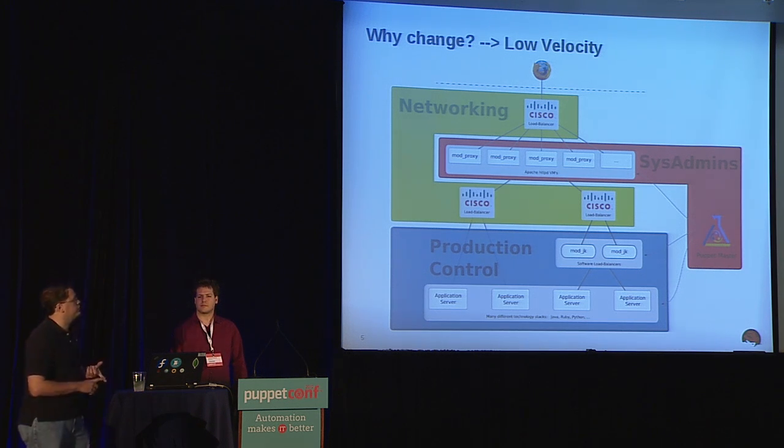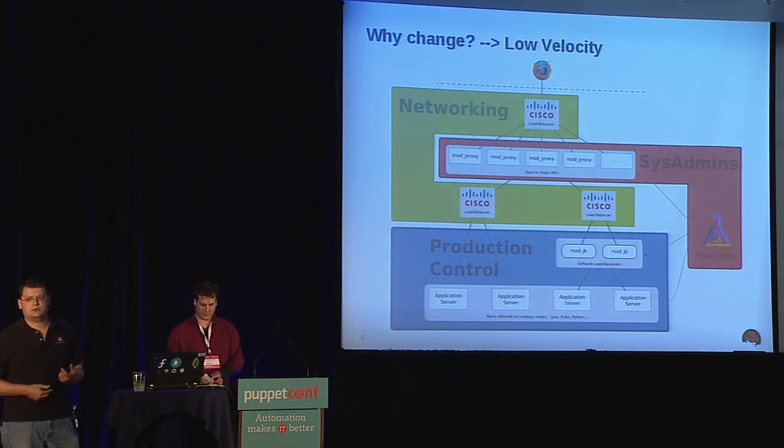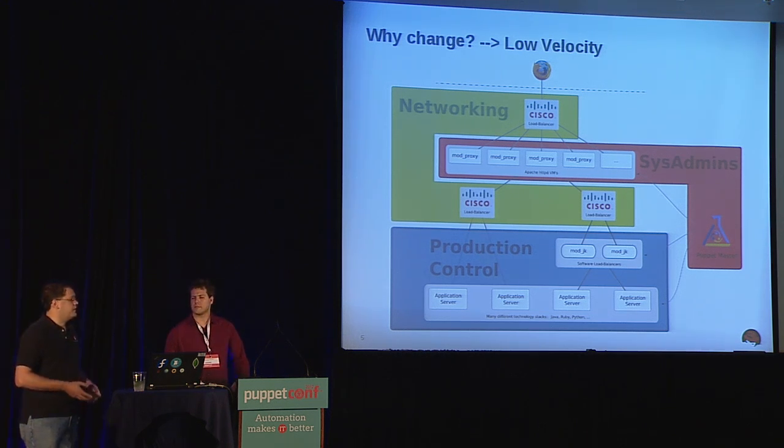We had a networking group that owned the physical hardware, the physical load balancers. We had sysadmins who owned our first layer of proxies that did SSL termination and things like that. They also owned the Puppet master service. And then we had the production control group, who was still an ops group, but they worked a lot more with the project teams to actually get large releases out the door.